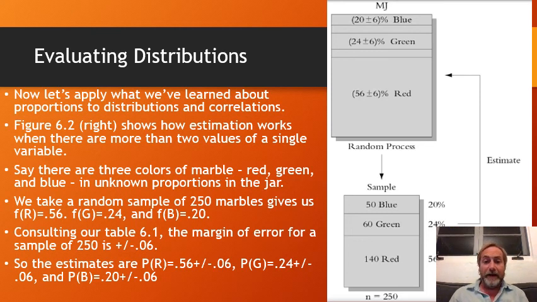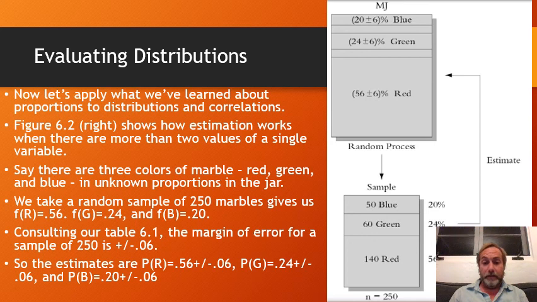Let's take a random sample of 250 marbles from our jar, and suppose that gives us a frequency of red of 56%. So 140 red marbles out of our 250. The relative frequency of greens is 0.24. The relative frequency of blue is 0.20. And you can see over on the right that equates to finding 50 blues in a sample of 250 and 60 greens in a sample of 250.